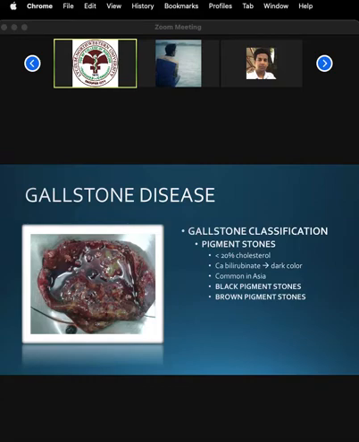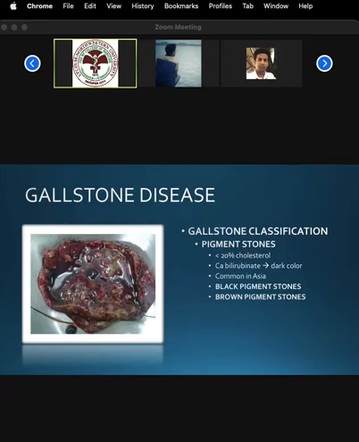Now your black pigment stones account for about 15 to 20% of your pigment stones in Western countries, and this is secondary to the supersaturation of calcium bilirubinate or calcium carbonate and your phosphate, and they are usually small, brittle, they may be black and spiculated. Most black pigment stones are secondary to hemolytic disorders and cirrhosis, and they usually form in the gallbladder.